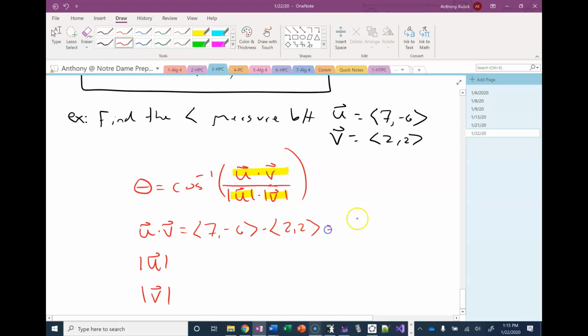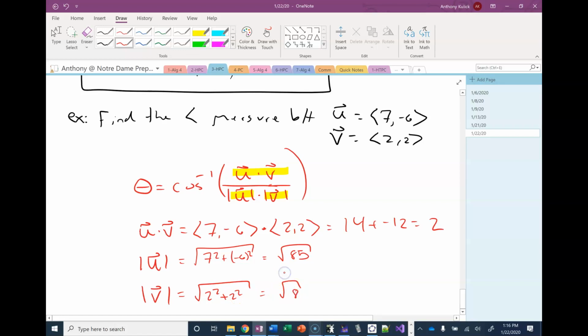So if I do the dot product of these two vectors, I multiply the x's together and the y's together, and then add them up. And if I calculate the magnitudes, I get the square root of 85 and the square root of 8. So I take the cosine inverse of 2 over the square root of 85 times the square root of 8.